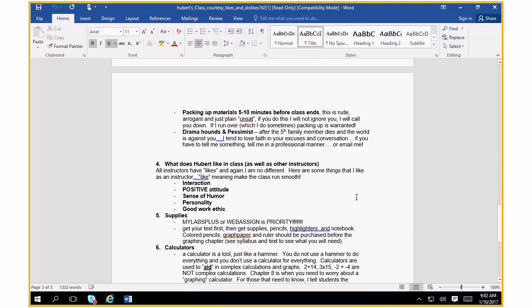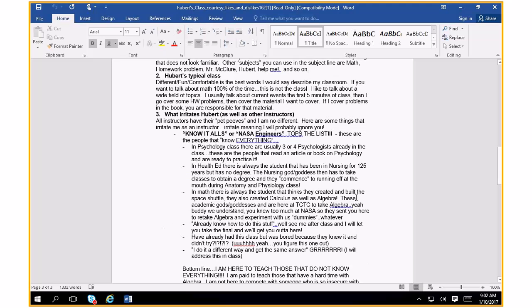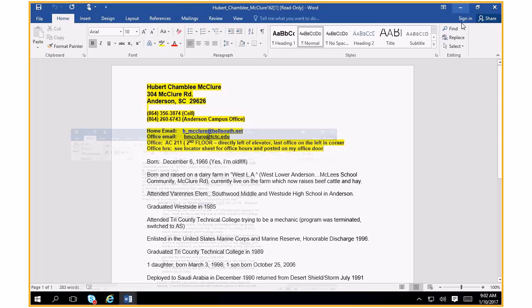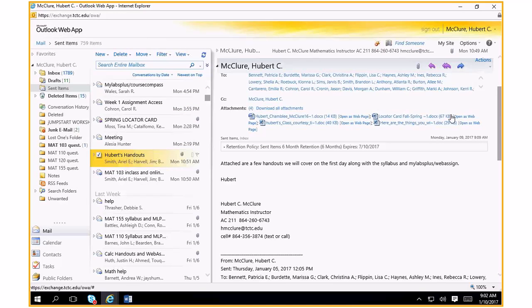Yeah, I don't like know-it-alls. NASA engineers that design a space shuttle, but you're here taking classes at Tri-County Tech. Okay, you're not a know-it-all. You just think you are. Those are the people that are avoided in the halls. You know, people go into the women's restroom because they don't want to see them.